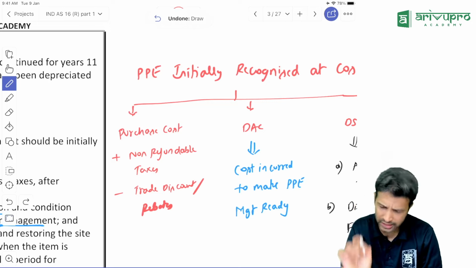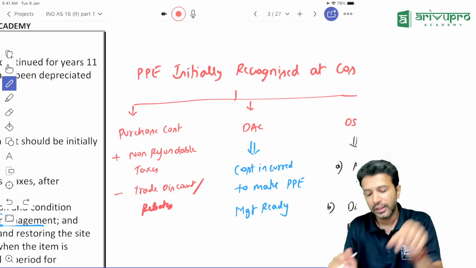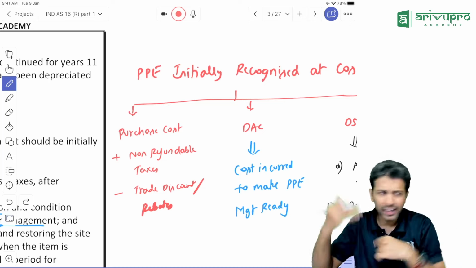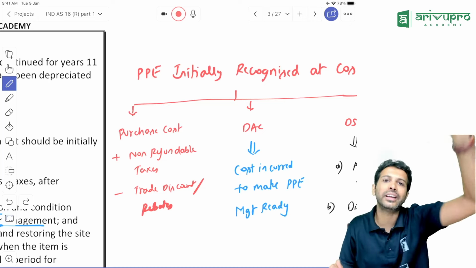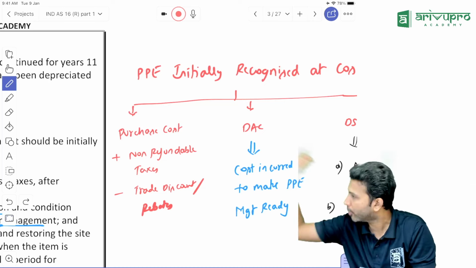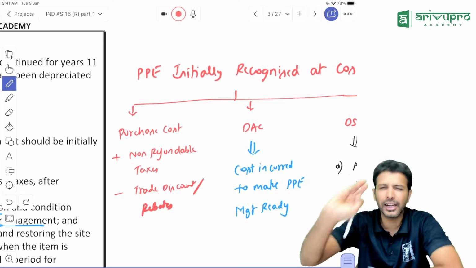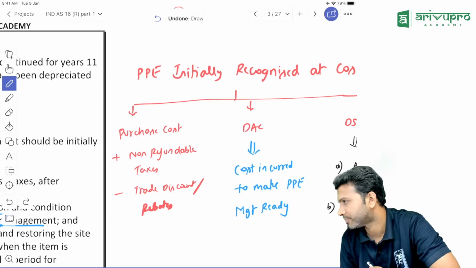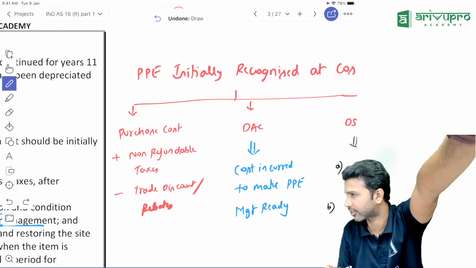Again, a straightforward question like this will not come. They will give you all this as data in a bigger question. There we have to see what needs to be added, what needs to be ignored or deducted or transferred to P&L. We will solve such questions also a little bit later on. First, let's review this. This is the first section of the cost. I'll just simply call it purchase cost.